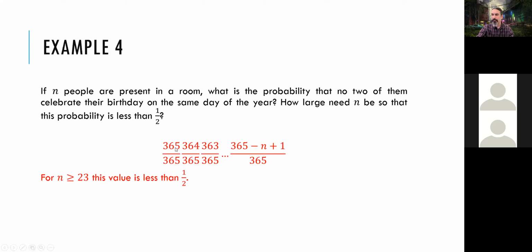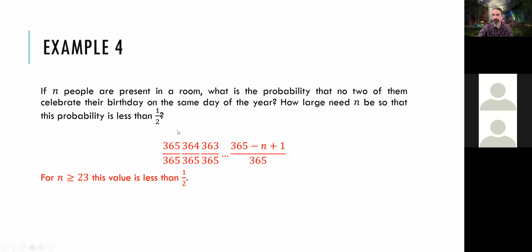Now, this is me sitting alone. Okay, I have the same birthday as myself, so I don't need to check this one. When someone else comes, the first person comes, this one. Second person comes, this one. Nth person comes, this one. So we need to pick n large so that this probability is less than 1 over 2.